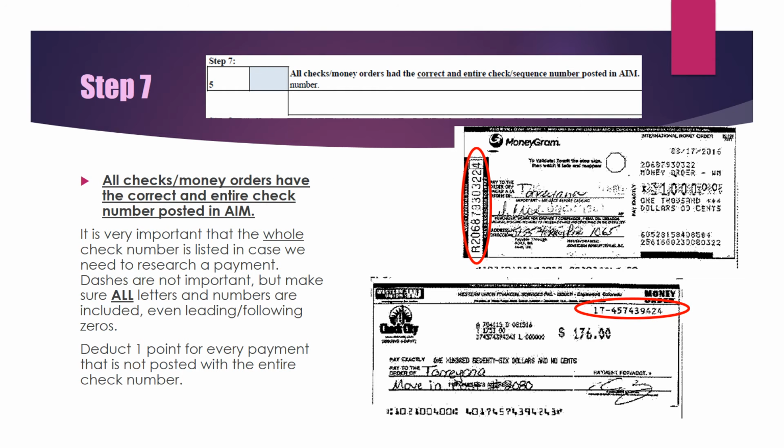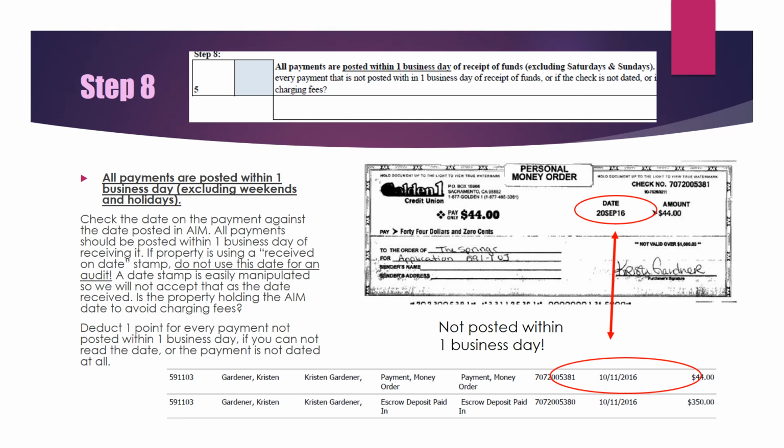Step 7. All checks and money orders have the correct and entire check number posted in AIM. It is very important that the whole check number is listed in case we need to research a payment. Dashes are not important, but make sure all letters and numbers are included, even leading and following zeros. Deduct 1 point for every payment that is not posted with the entire check number.